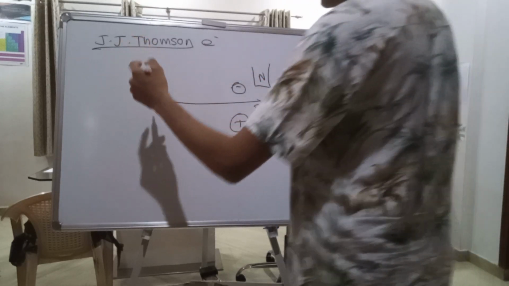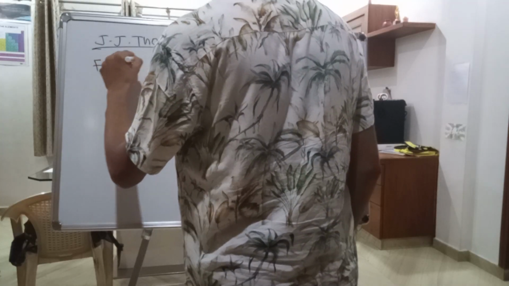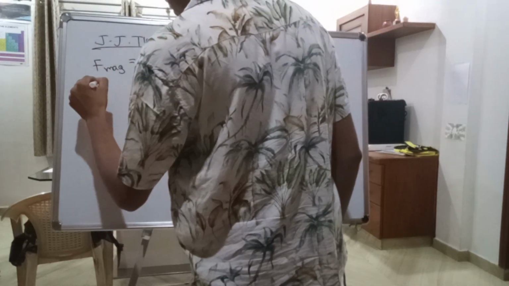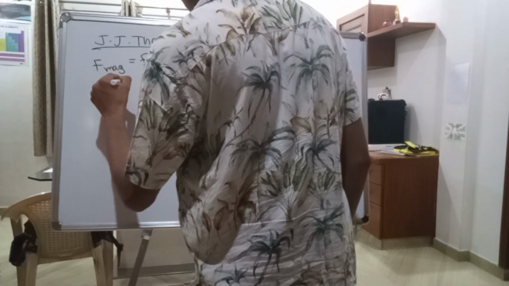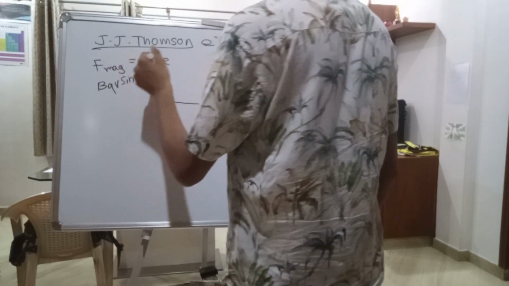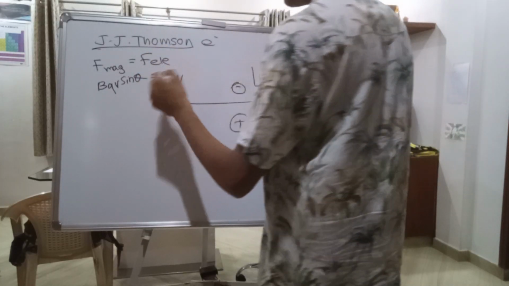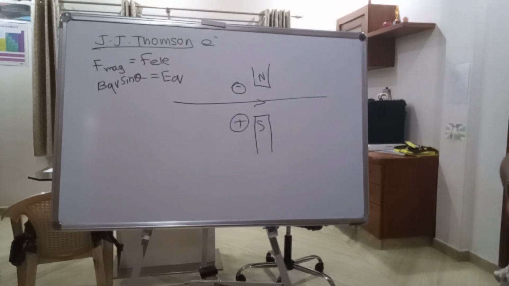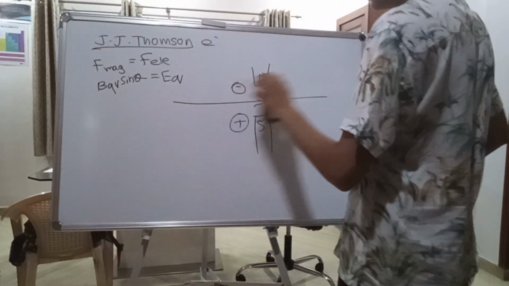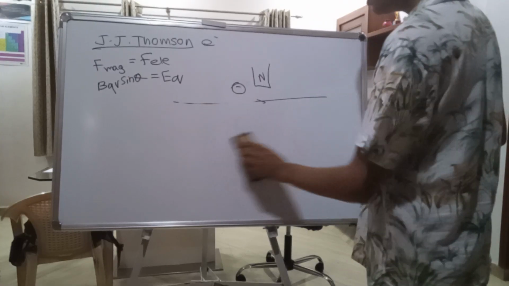So from that we can write that F magnetic is equal to F electric. What is F magnetic? BQV sin theta. If you don't know, kindly revise physics, my dear students. And what is the electric force? That also, if you do not know, you need to revise physics. It is EQ, where E is not electron, E is the electric field. This is the first experiment he did, and from that he derived this equation.